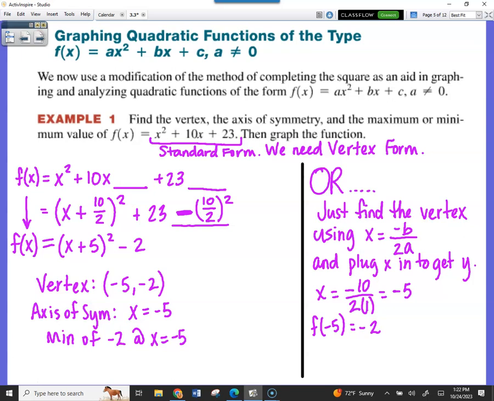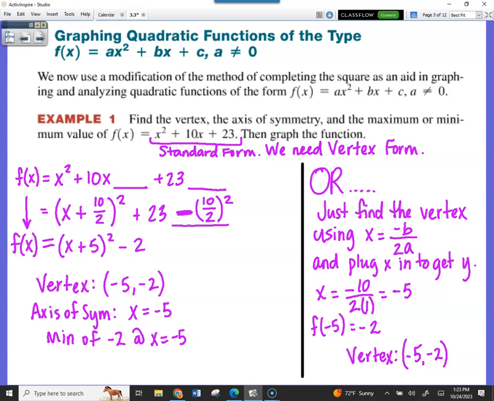So then you could answer all of the questions that we've already written over here. There's no need to write them twice. The vertex is negative 5, negative 2. I would be able to answer all of these questions because that gives me the vertex, which then gives me the axis of symmetry equation, which then tells me where the max or min is. I would have to look at a to know that. I need to look at a to see if it opens up or down.